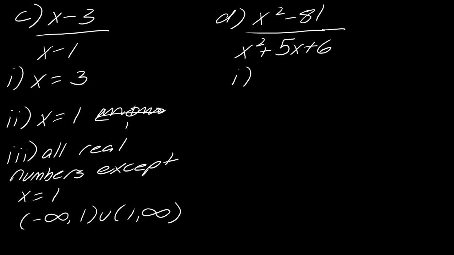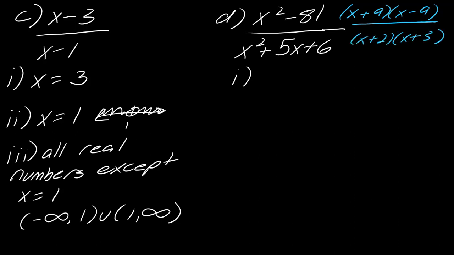Okay, so now for the next one. What you have to do for this one is factor the top and bottom. So just as a reference, this is going to be x plus 9 over x minus 9, and then this bottom part is going to be x plus 2 times x plus 3. Okay, so where does this expression equal 0? It will equal 0 when x equals -9 or when x equals +9. So one of those two values will make the whole expression equal 0.